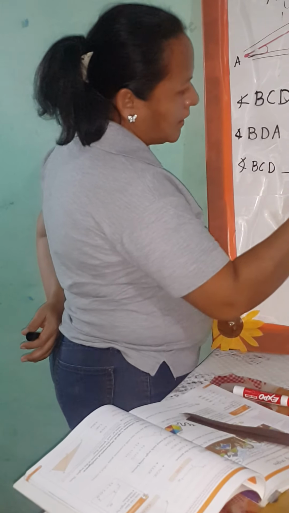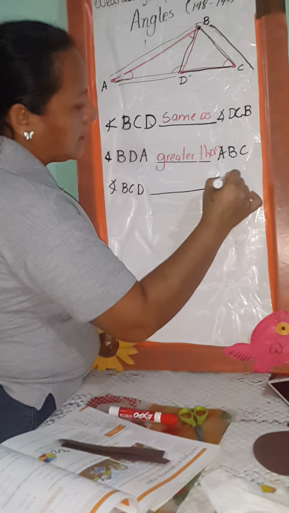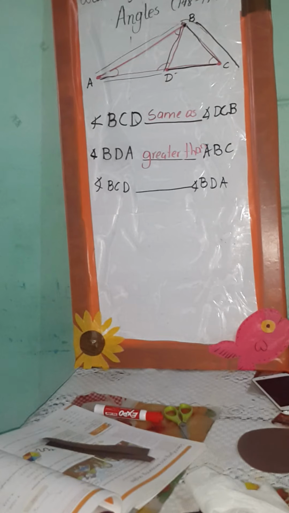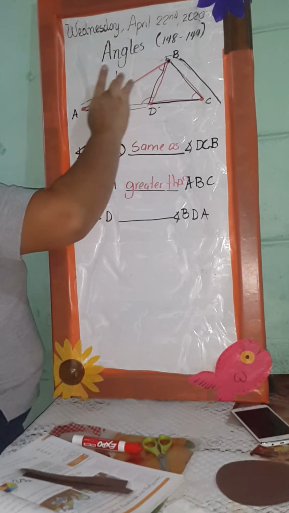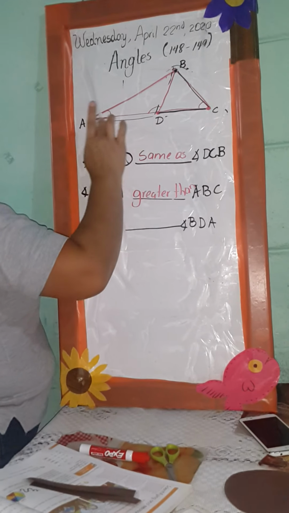Now we have the other, that is BCD, through the BDA. I'm going to erase the angle that I drew before because this can be confusing for you.